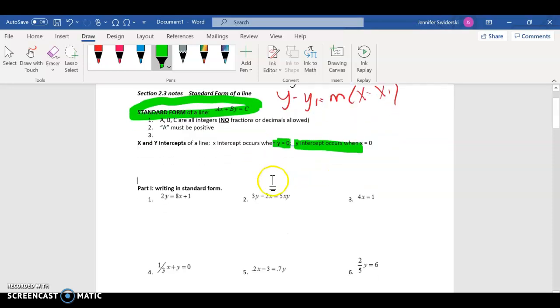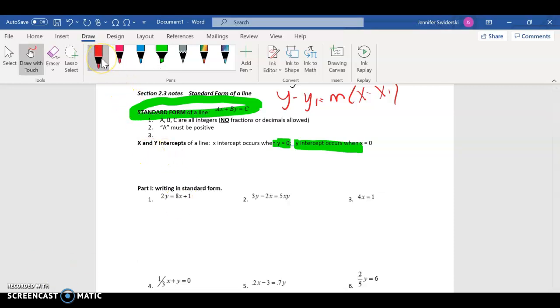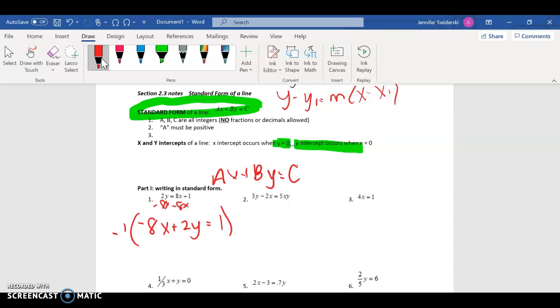So it says writing in standard form. We have to move these equations around to put them in standard form. So hear me out. Number 1, remember standard form is ax plus by equals c. So we want to get x to the other side. I'm going to subtract 8x on both sides. We get negative 8x plus 2y is equal to 1. Now, we can't have a negative a value, so I am going to multiply everything in this equation by negative 1, and I'm left with 8x minus 2y is equal to negative 1. All right, so that is standard form for number 1.